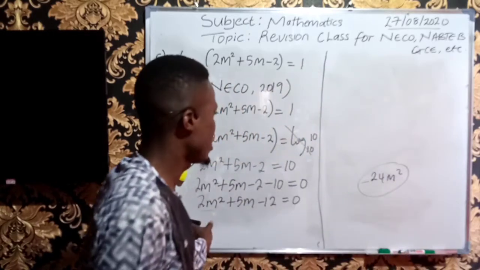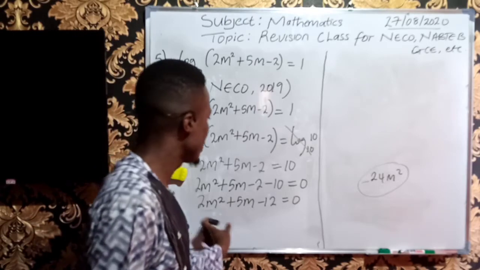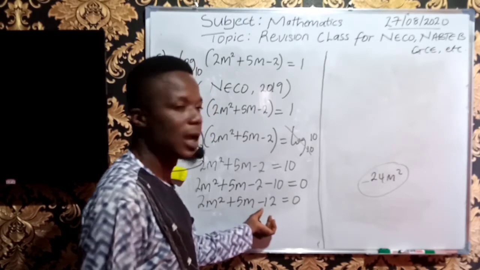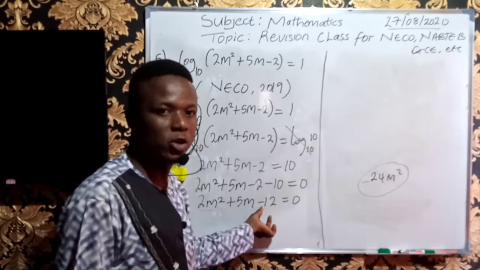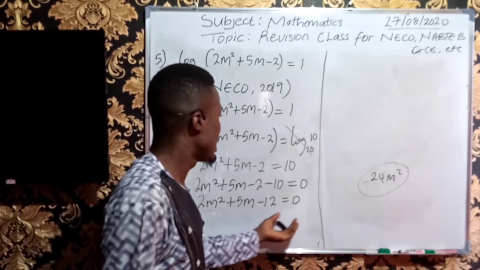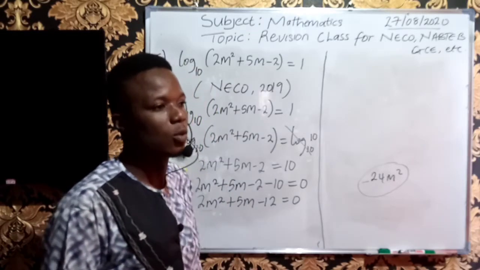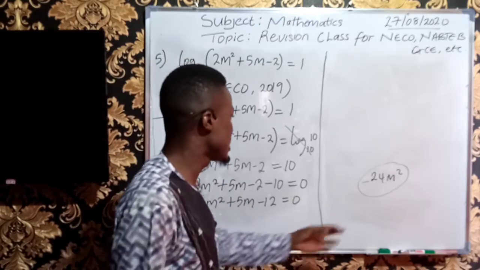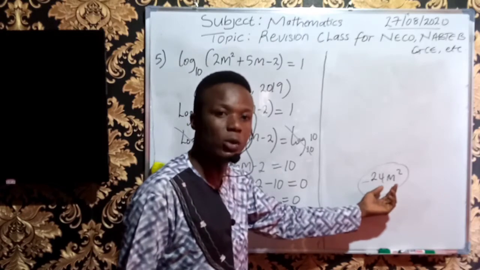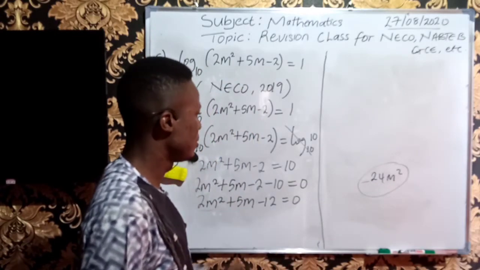So if you want to factorize a quadratic equation, just take everything you are having here, 2m squared, and multiply your constant. And my constant here is minus 12. So when 2m squared multiplies minus 12, I will get minus 24m squared. Now ask yourself, what two numbers will you times to get minus 24m squared? And when you add the same two numbers, you get plus 5m.